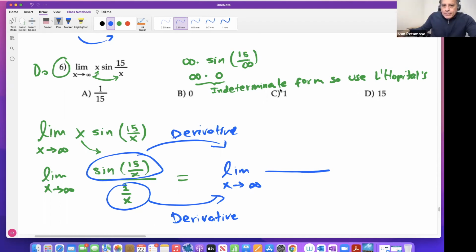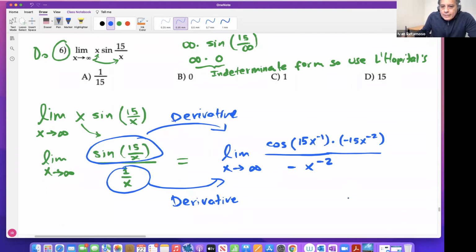Let's do it together. Using L'Hopital's rule, we have to take the derivative of this. The derivative of this is cosine of the inside function, which I can write like this, times the derivative of the inside function, which is negative 15 x raised to negative 2. The derivative of the denominator, which is x raised to minus 1, is minus x raised to minus 2.